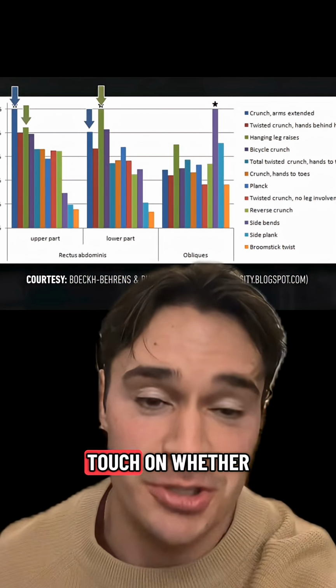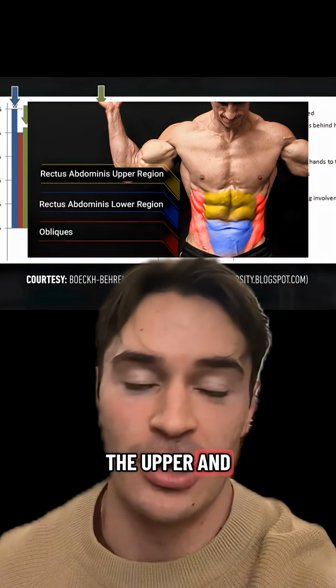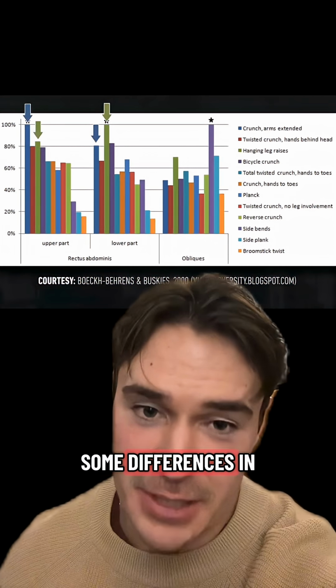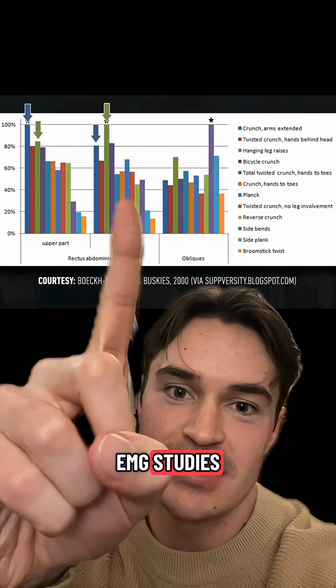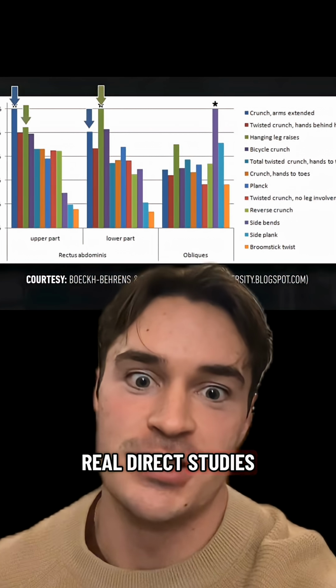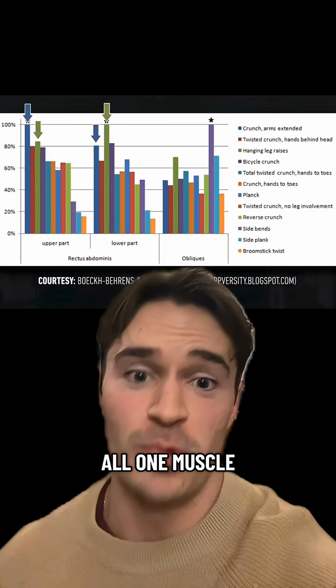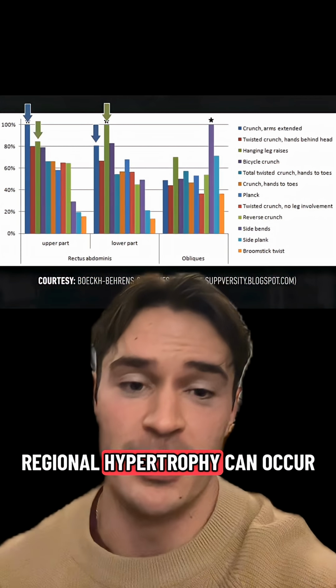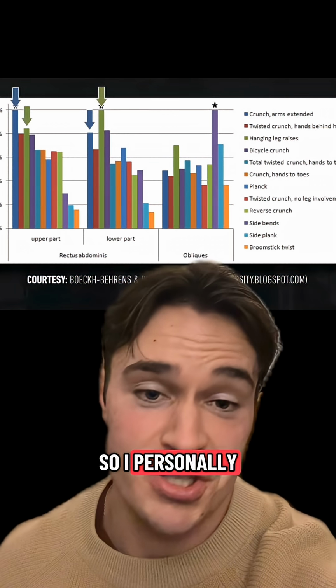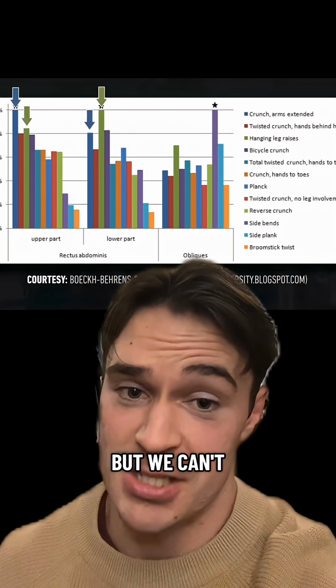Just to quickly touch on whether we can bias the upper and lower abs, we have seen some differences in EMG studies, but there's no real direct studies on the abs measuring hypertrophy. And although the rectus abdominis is all one muscle, we know that regional hypertrophy can occur. So I personally think it's likely, but we can't say for sure.